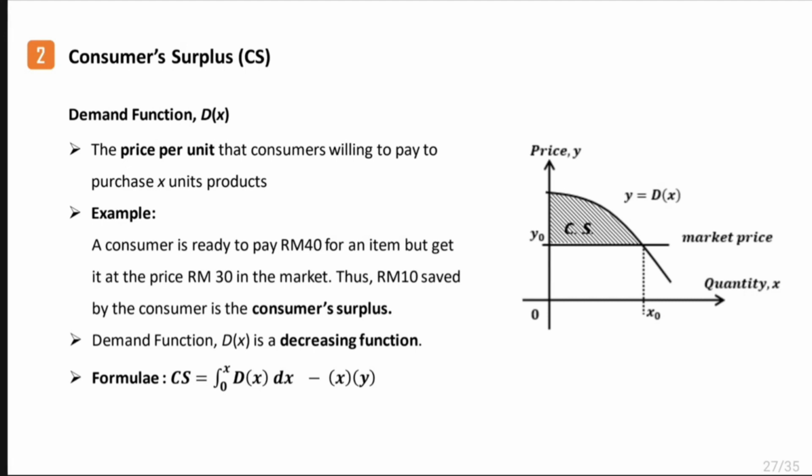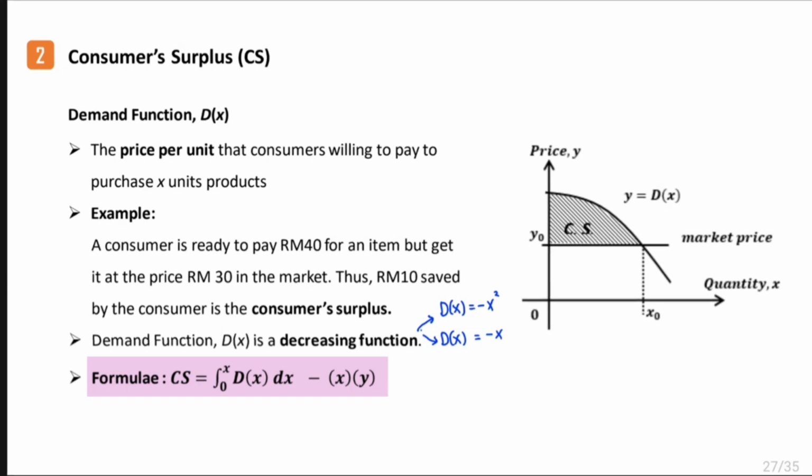And the demand function, D(x), is a decreasing function. And demand involves either a quadratic function or a linear function. And the formula to find consumer surplus, we use the integral from 0 to x of the demand function, minus x times y. This diagram shows the graph for consumer surplus. Consumer surplus just uses the area in the first quadrant.